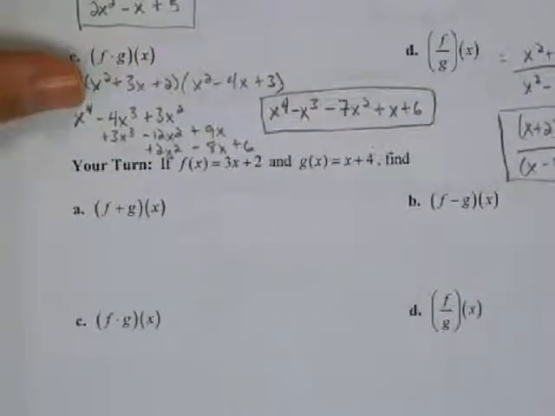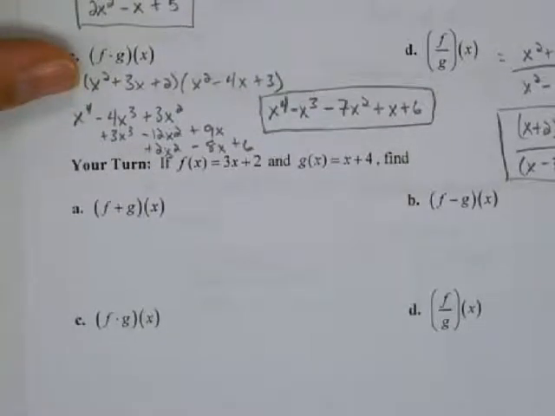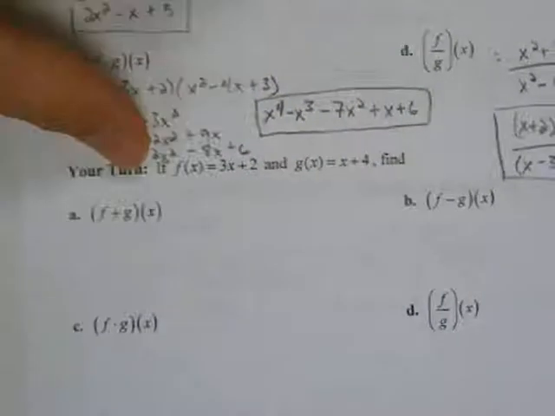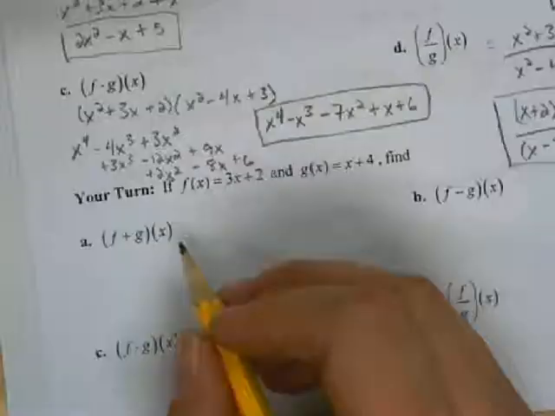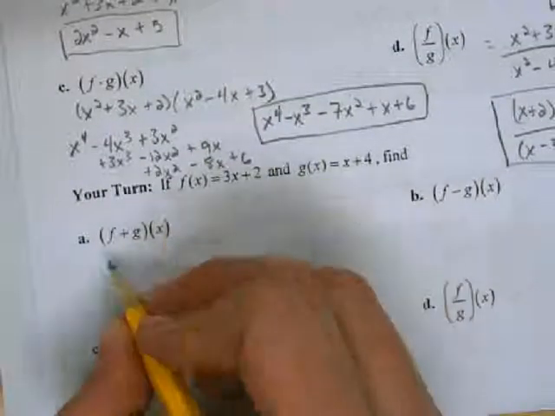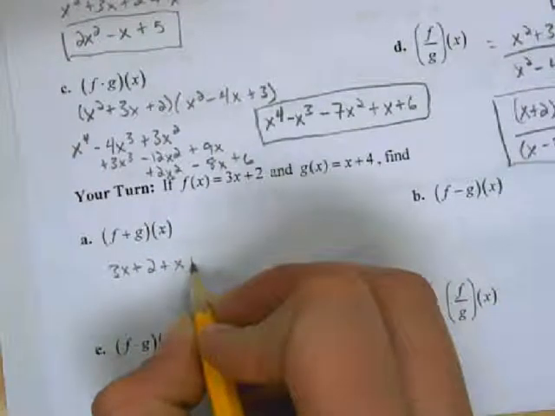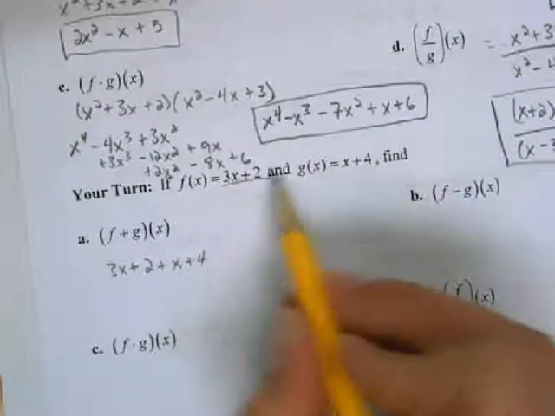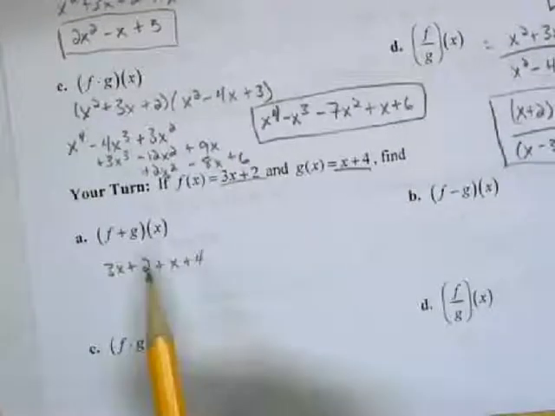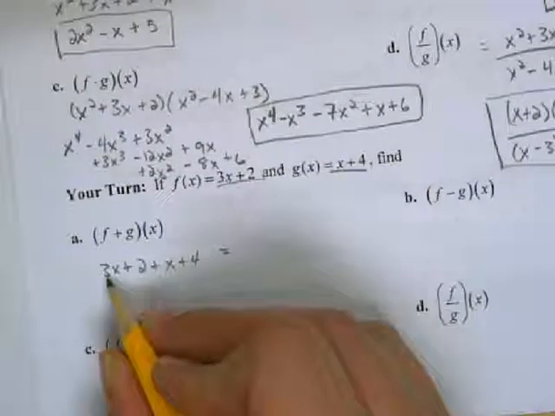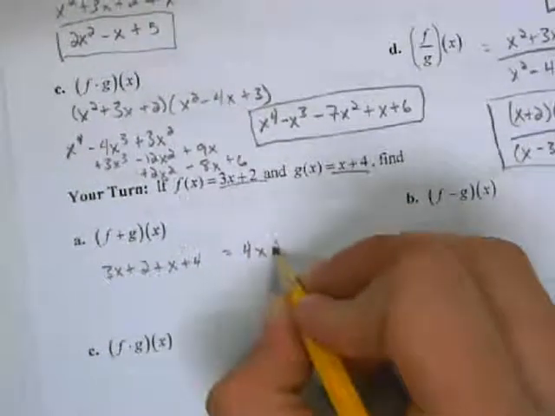Now this last little bit is you're on your own. I would suggest that you hit the pause button, see if you can get the correct answer, come back, check it with mine. I'm going to keep on going here. So 3x plus 2 plus x plus 4. That would be f of x plus g of x. Just adding those two pieces together, combine like terms, and I get 4x plus 6.